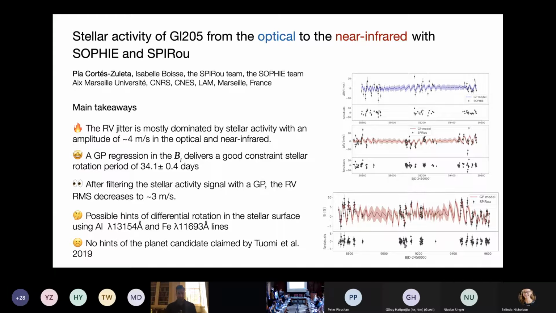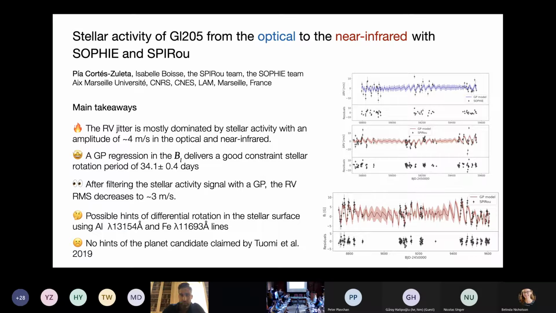So what I'm showing in the poster is one of the targets that we have here. We have mostly M dwarfs, and we observe this one. We use a GP to model the longitudinal magnetic field that we can get with SPIRou. We get a really good constraint on the rotational period. And something that is really interesting is that we are observing more or less the same scatter in the radial velocities in the optical and in the near infrared.